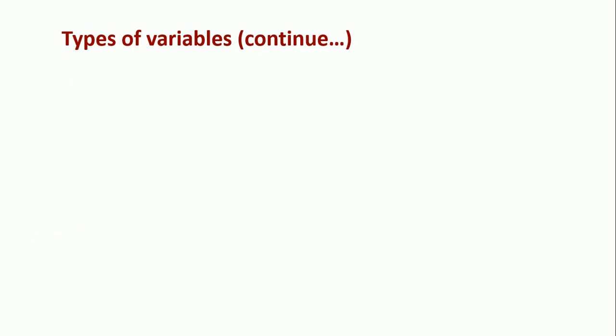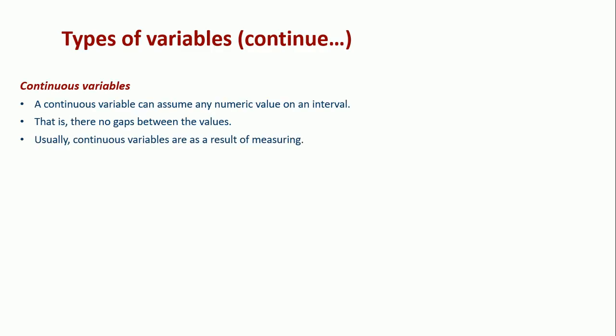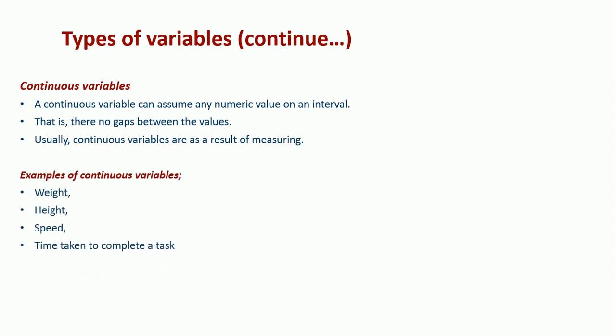On the other hand, a continuous variable can assume any numeric value on an interval. This means that there are no gaps between any of the values. Usually, continuous variables are as a result of measuring. Examples of continuous variables are weight, height, speed, and time taken to complete a task.